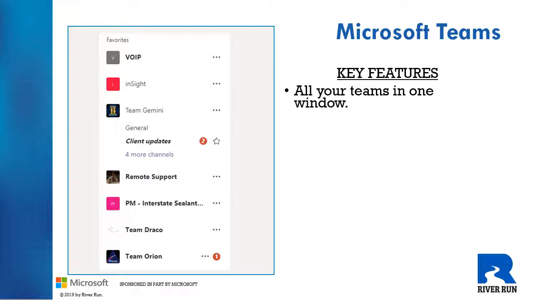Key features of Microsoft Teams is the ability to see all of the teams of which you are a member laid out in front of you. Here, for instance, you can see maybe six different teams that this person is a member of. And there's messages or client updates. In Team Gemini, there's two, and in Team Orion, there's one.